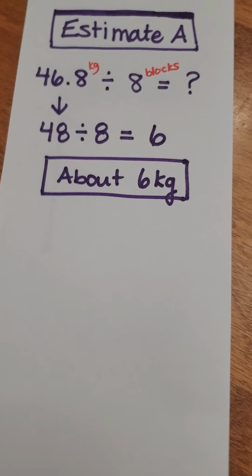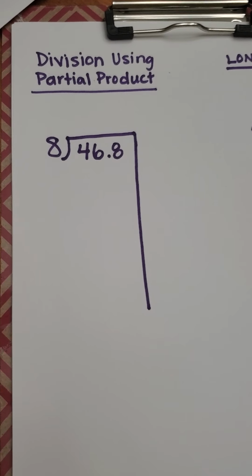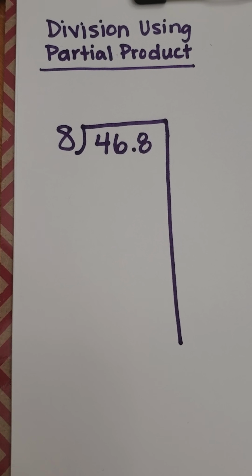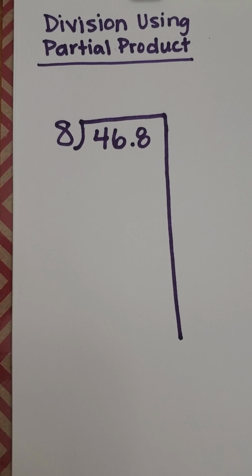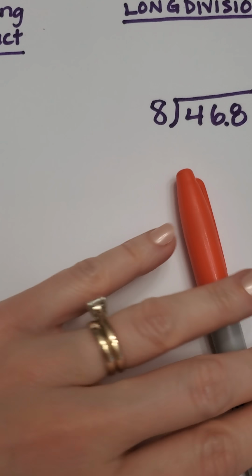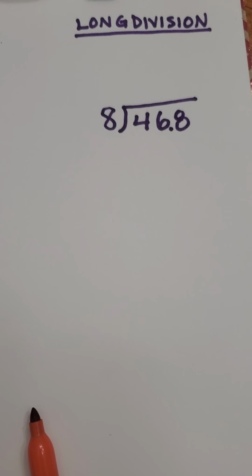All right, now I'm going to show you over here 2 different ways that you can divide. The first way I'm going to show you is division using partial product. That's like our stacking method, grade 6. And over here I have just regular old long division. I'm going to show you that way too, the traditional way, because some of you do use that way.